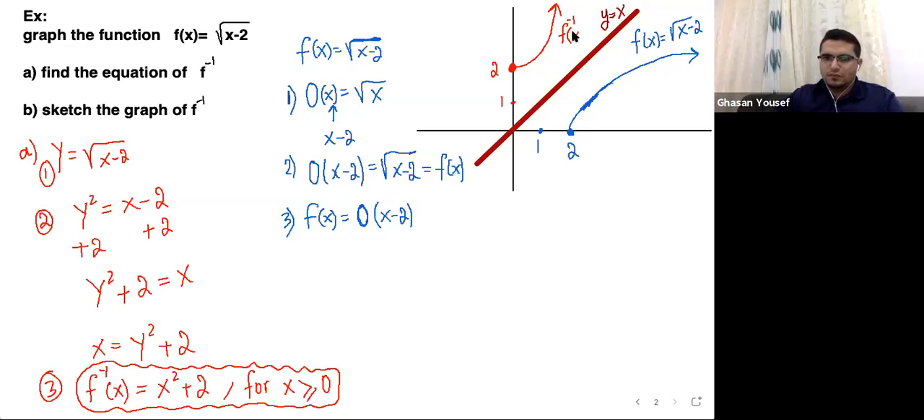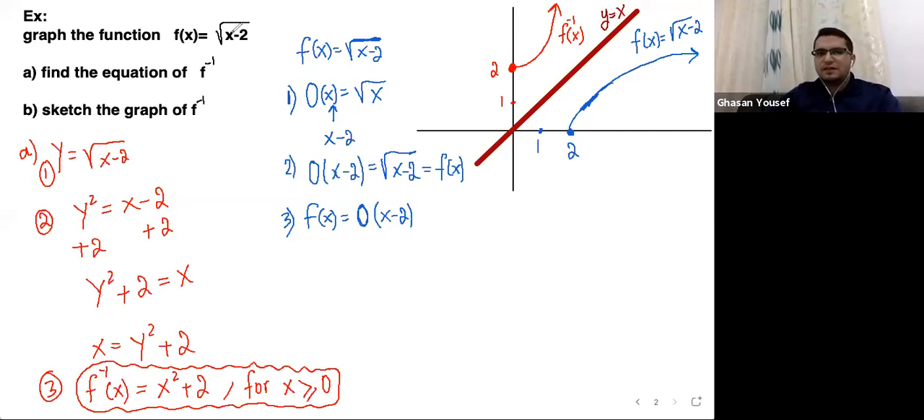Any question for this example? What is the question, Mayesha? Can you please explain? Explain which part? Only the graph. Okay.